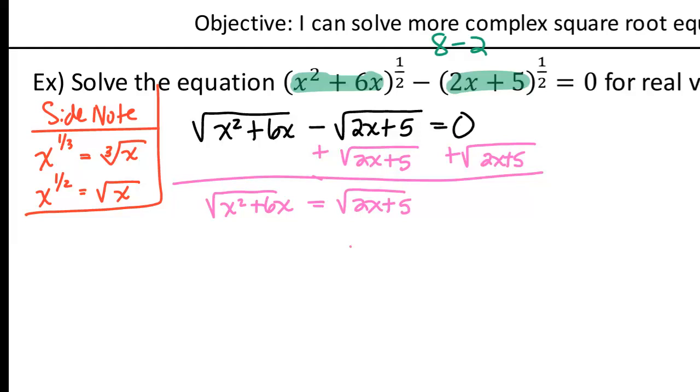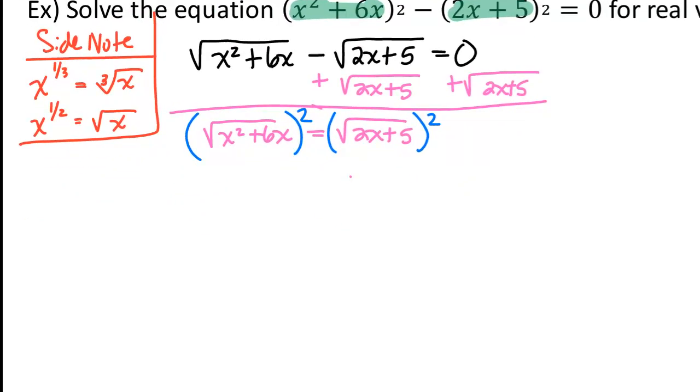You want both of these to be isolated on both sides, so that when we square each side, both of them cancel simultaneously, okay? So the square root would cancel the squared, and I'm left with x squared plus 6x equals. Then the square root cancels the squared, and I'm left with 2x plus 5. We basically end up with whatever was left on the inside, okay?